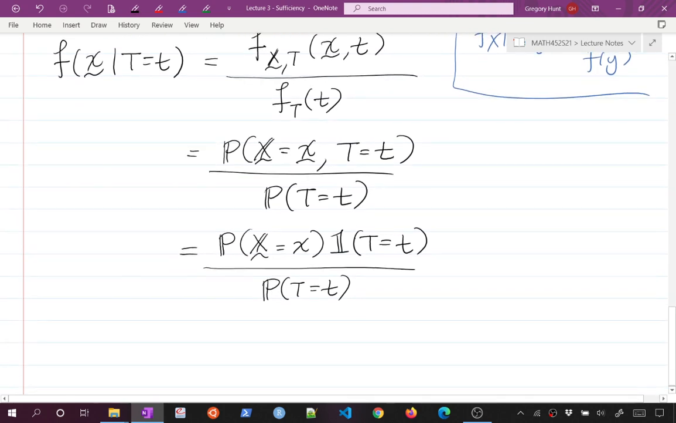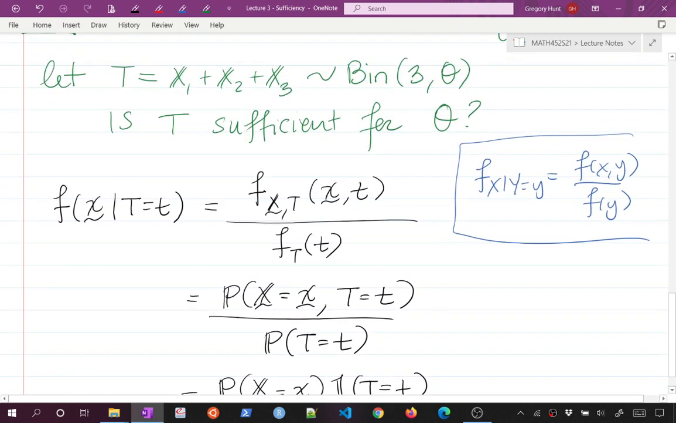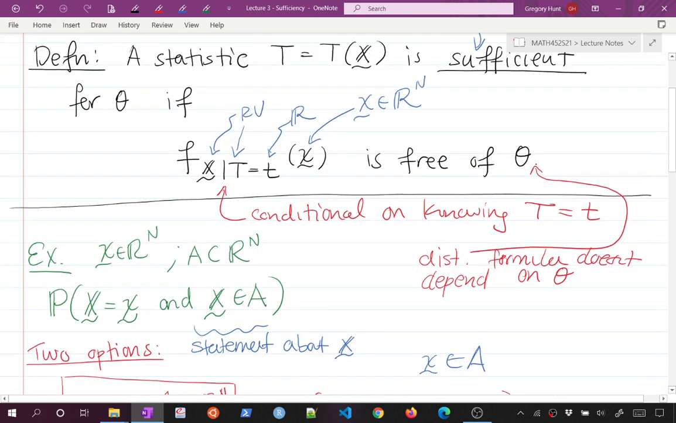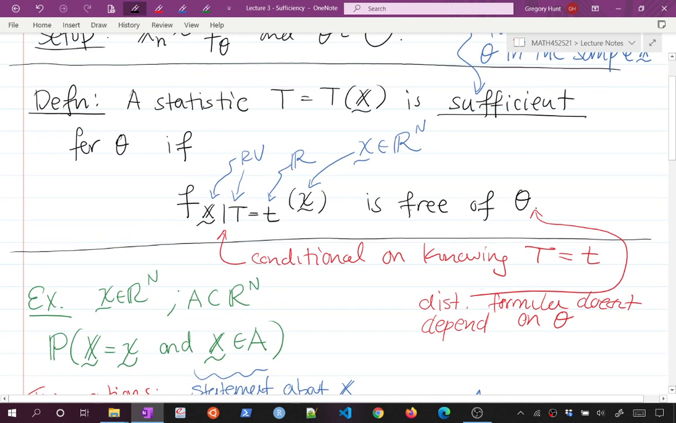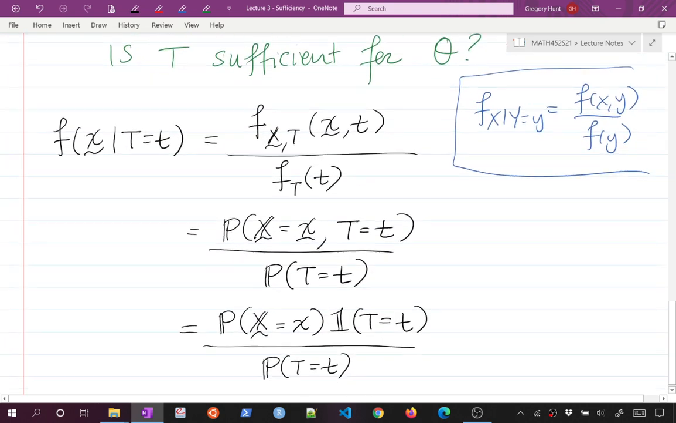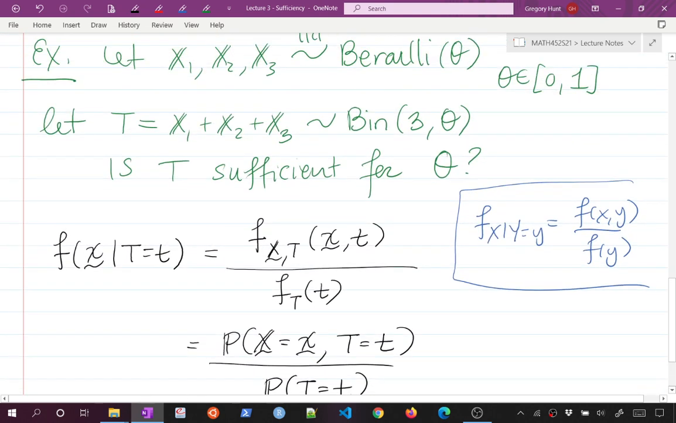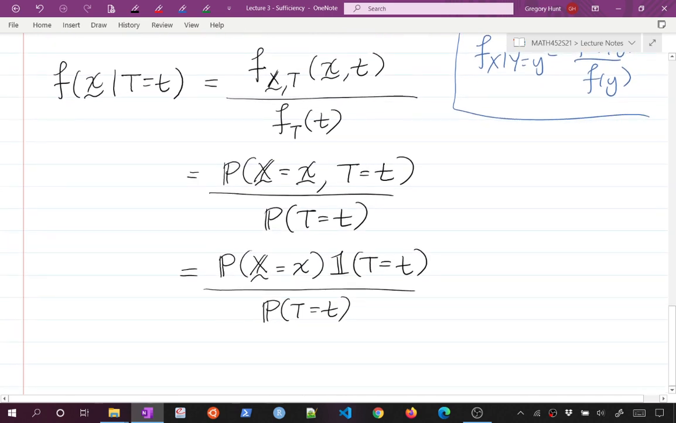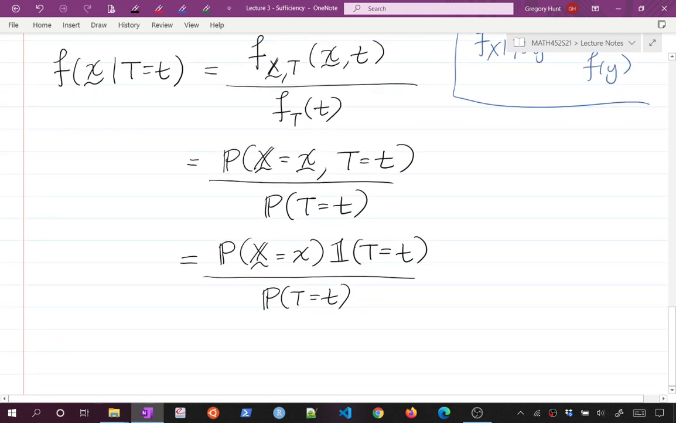So, what was our definition of sufficiency? Let's go back and look. It should be that this conditional distribution does not depend on theta. If we can show that it's, quote, free of theta, then our statistic is sufficient. So we've gotten this far. We have the data. We have the statistic. What we want to do is show that this statistic is sufficient by showing that this thing doesn't depend on theta. What's the distribution of the data?